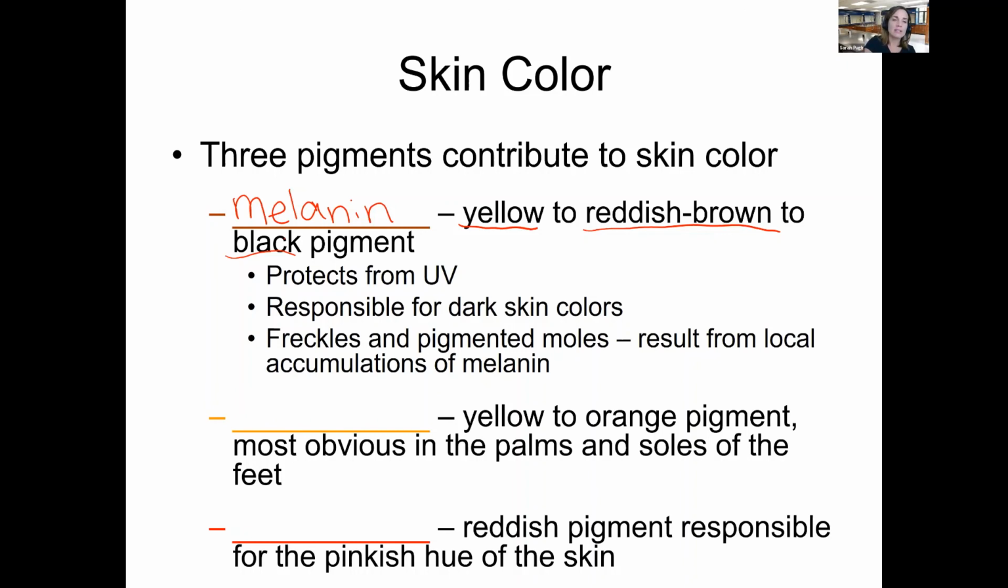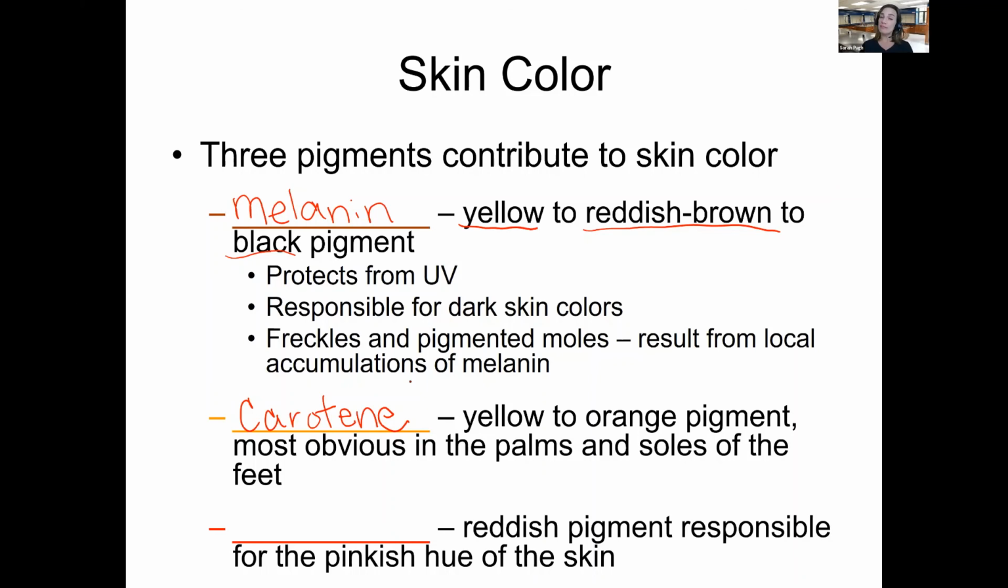Another color is called carotene. Think like beta carotene. Carotene is this yellow-orange pigment, and it is most obvious in palms and soles of the feet because your body will store it. It's the same pigment that gives different vegetables an orange color. So think like sweet potatoes and squash.